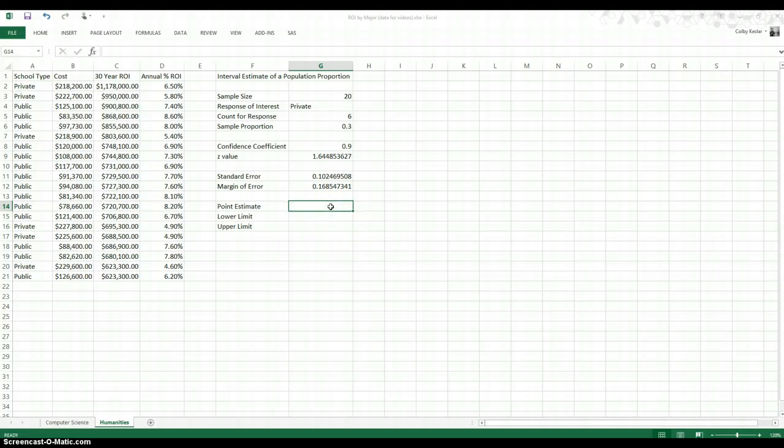Okay, so my point estimate, which again is just the 0.3 here, so I'm trying to find a 90% confidence interval around my point estimate. My lower limit is this point estimate minus my margin of error, and my upper limit is my point estimate, 0.3, plus the margin of error. So 0.131 to 0.468 is my 90% confidence interval for this population proportion.